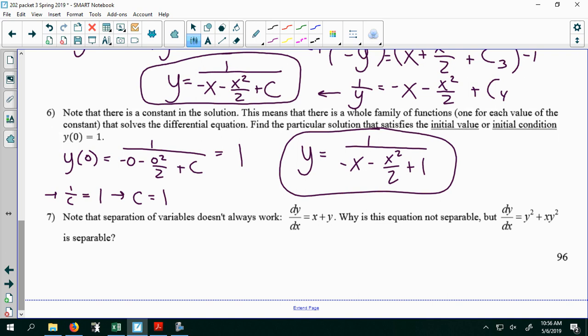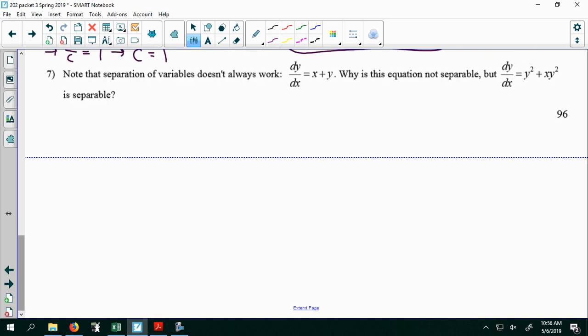Okay, so we should note that separation of variables doesn't always work. If I wanted to solve dy dx equals x plus y, this is not separable, but the one we just did was separable. So let's just see what happens if we try to separate dy dx equals x plus y.